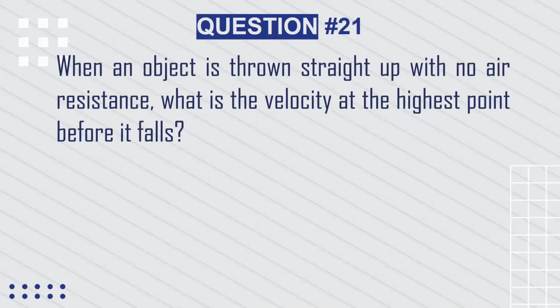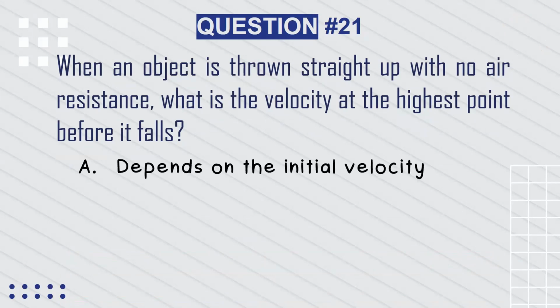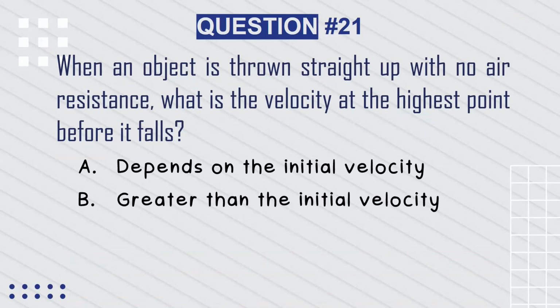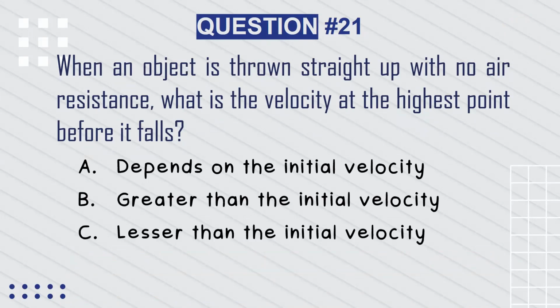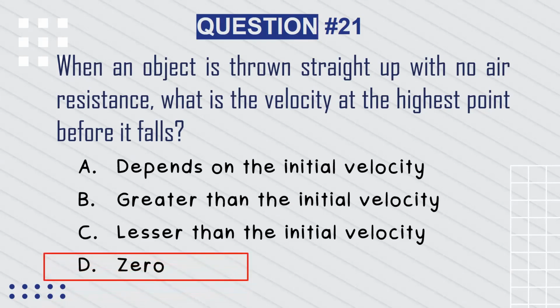When an object is thrown straight up with no air resistance, what is the velocity at the highest point before it falls? A. Depends on the initial velocity. B. Greater than the initial velocity. C. Lesser than the initial velocity. Or D. 0. The correct answer is letter D, 0.